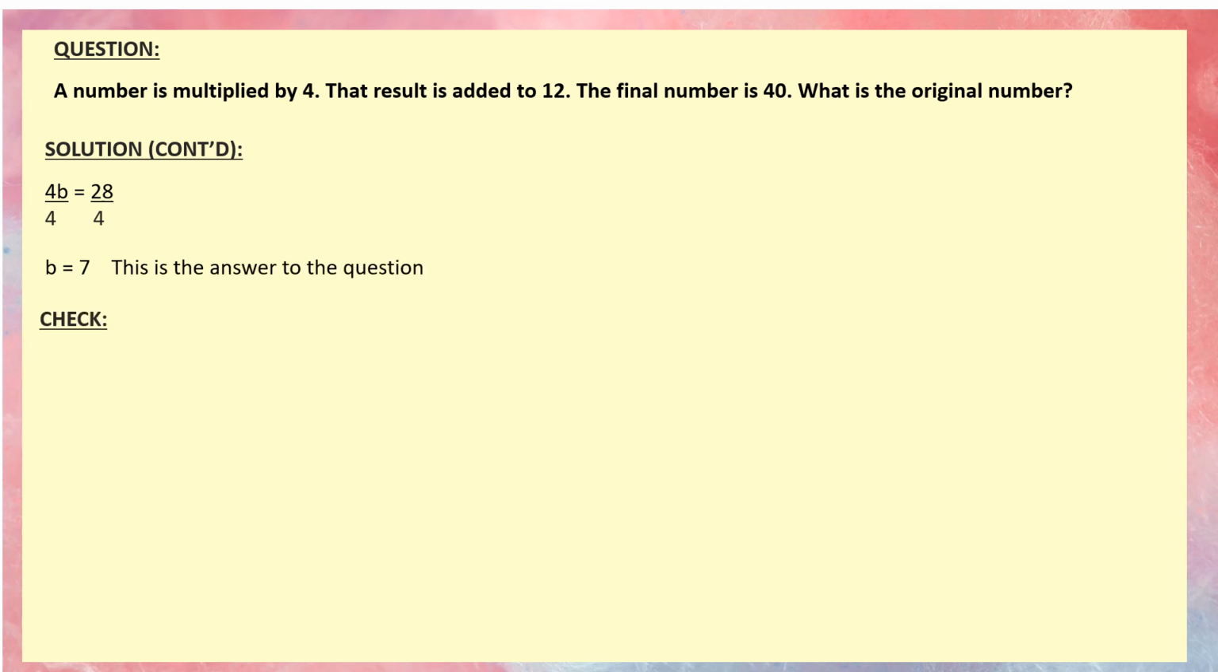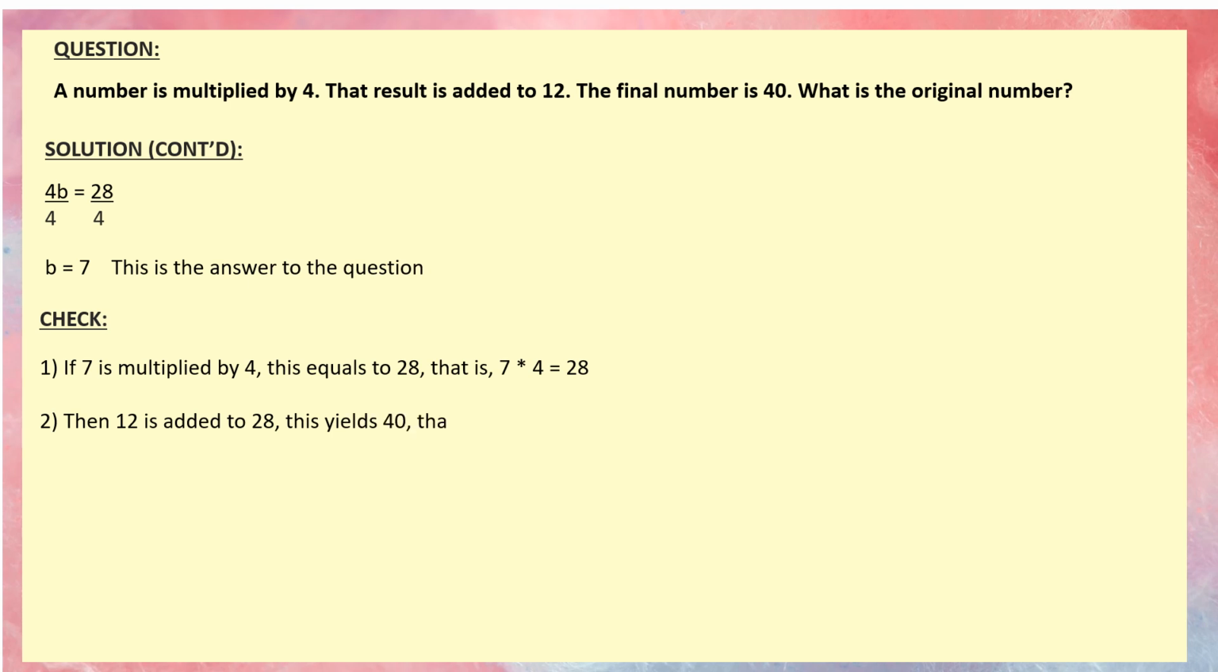But what we'll just do right now is to do a quick check. So now that we know that our number is 7, we say 7 multiplied by 4 from the question, we have 28. And then we also have 12 added to 28. That is 28 plus 12, and that gives us 40. And that satisfies the question. And so we know that 7 was correctly solved. Thank you.